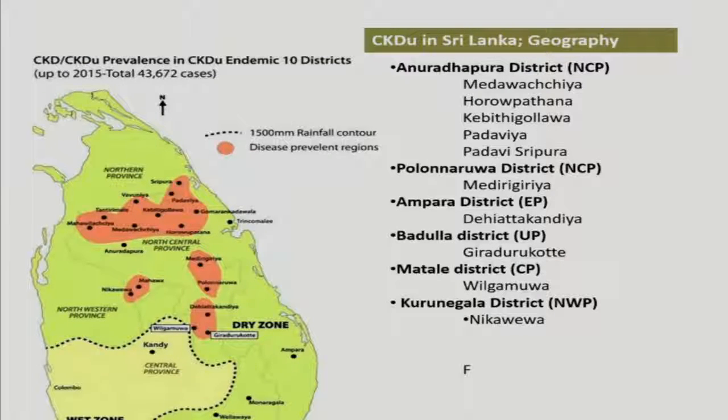I'll not go through this slide, but you can see the major burden of chronic kidney disease is in the North Central province, the Anuradhapura and the Polonnaruwa districts, and some areas in the Ampara, Badulla, Matale and Kurunegala districts are also affected. You can see the quite discrete geographical distribution of the disease.